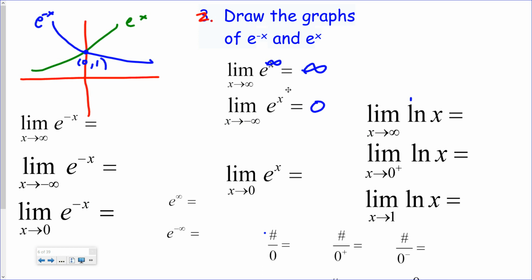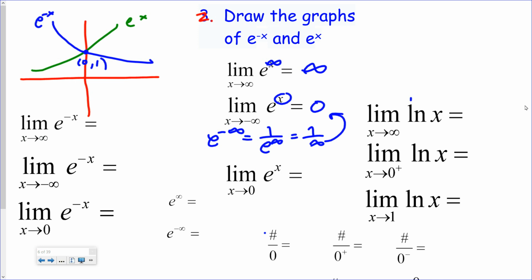So I'm getting 0 here. Well, let's think about this. If I actually plugged in negative infinity here, e to the negative infinity, do I get 0? Yes. This is 1 over e to the infinity, which is 1 over infinity, which is 0. Okay. What about if I plugged in 0 here? What do I get? 1. You're comfortable with that, right? Okay, just be careful. A lot of students think this is 0. Be careful. E to the 0 is not 0.